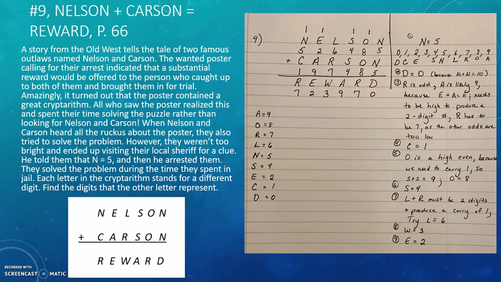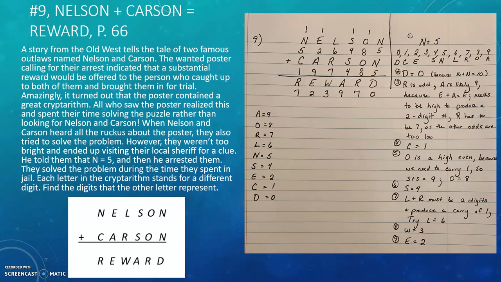However, they weren't too bright and ended up visiting their local sheriff for a clue. He told them that N equals 5, and then he arrested them. They solved the problem during the time they spent in jail. Each letter in the cryptarithm stands for a different digit. Find the digits that the other letters represent.